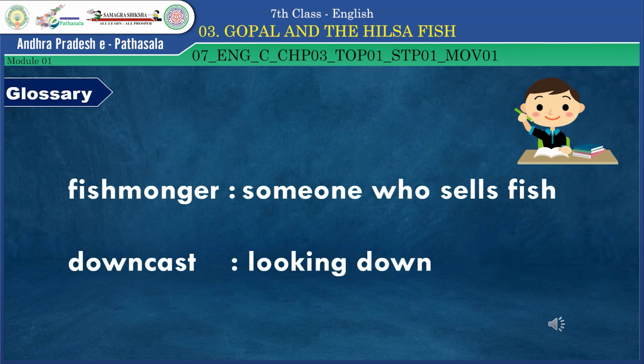Let's have a look at the glossary. Fishmonger, someone who sells fish. Downcast, looking down. Let's come back to the lesson.